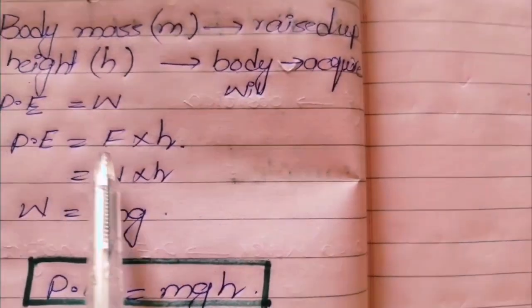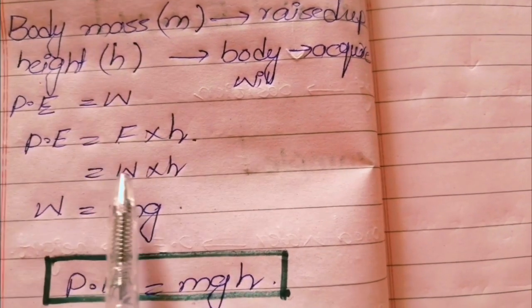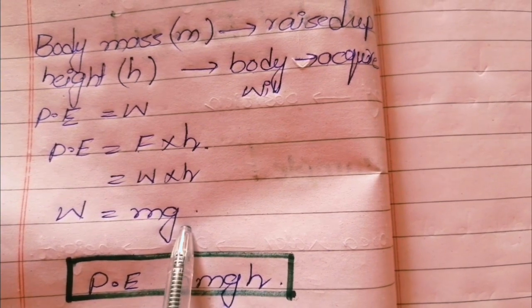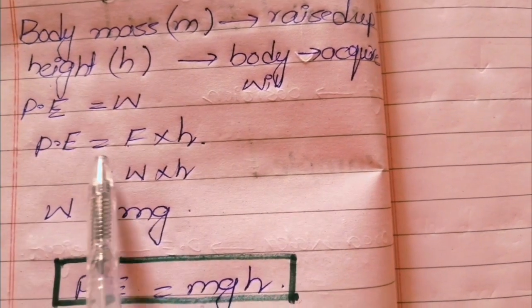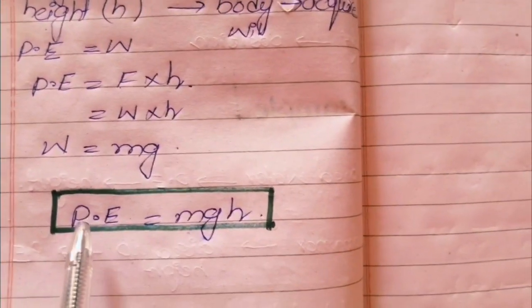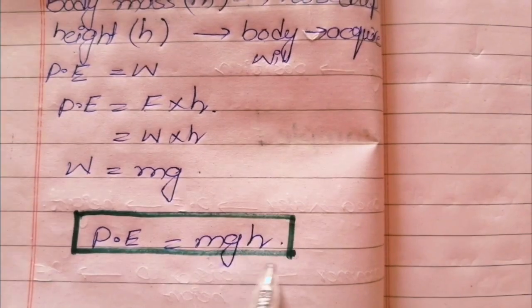So the force on the body is equal to the weight of the body. Weight is equal to mass times gravitational acceleration. After that, we will put the value of F in the formula. Then we will write here potential energy is equal to mgh.